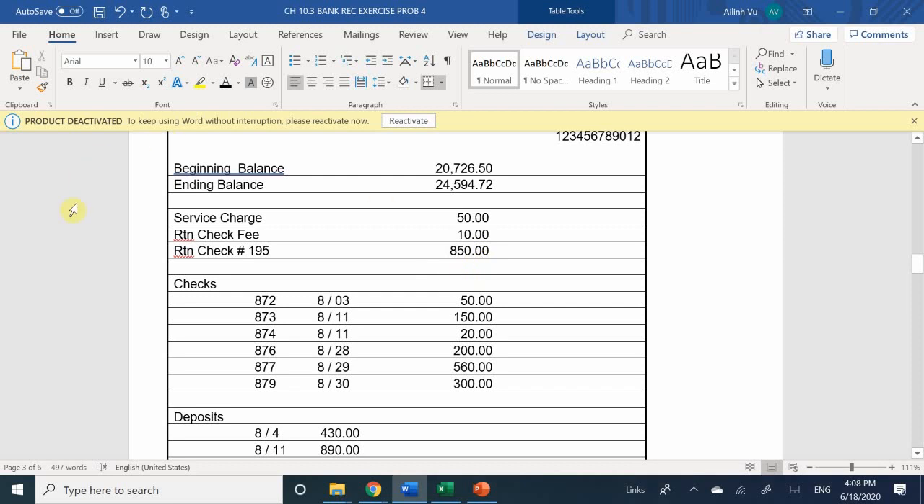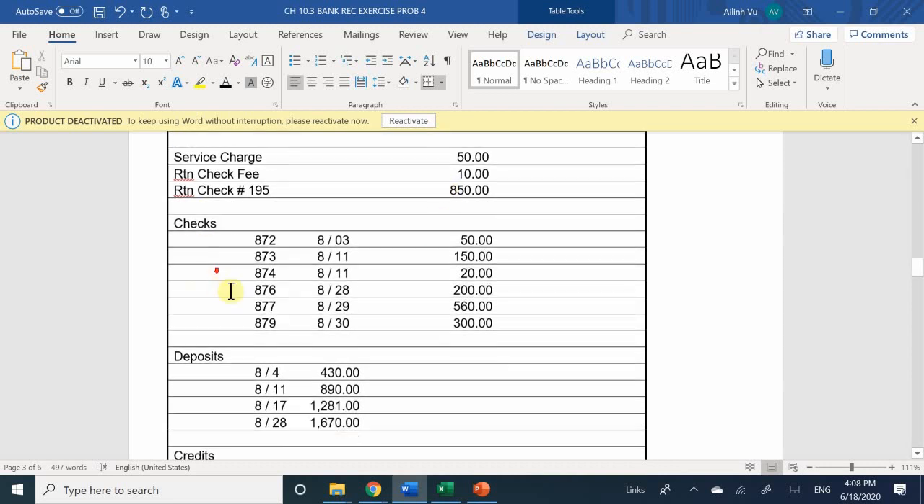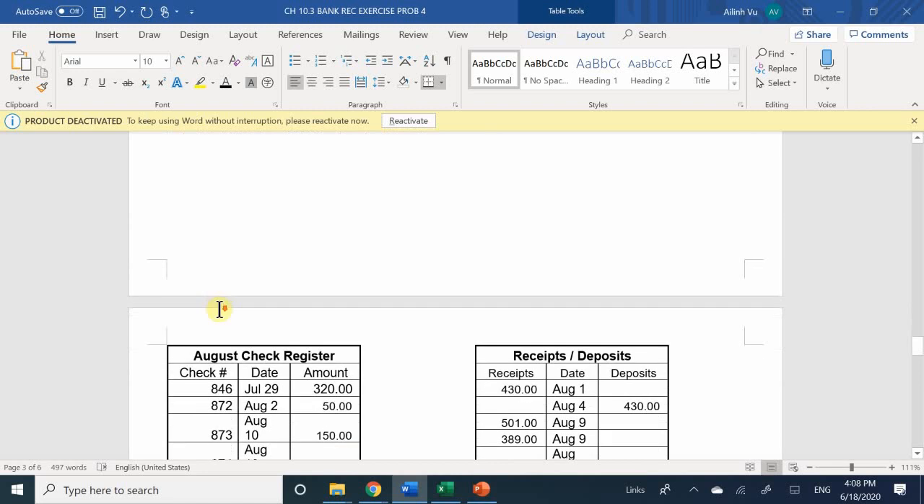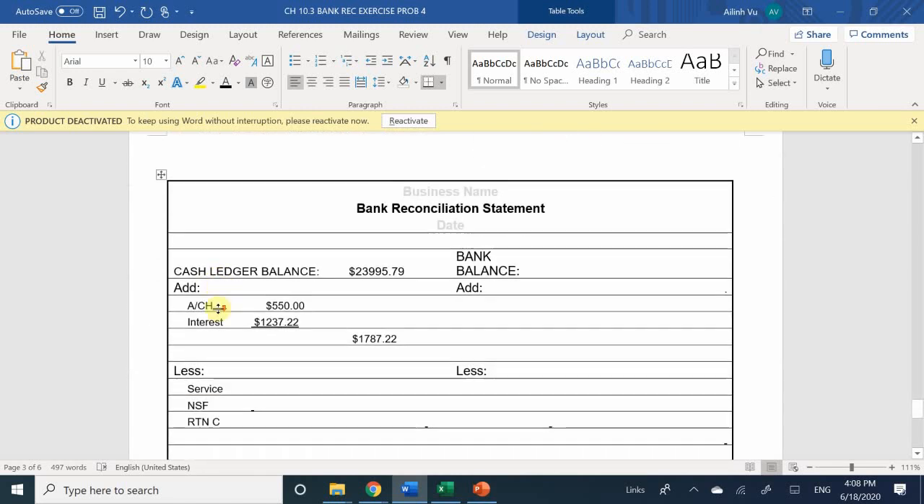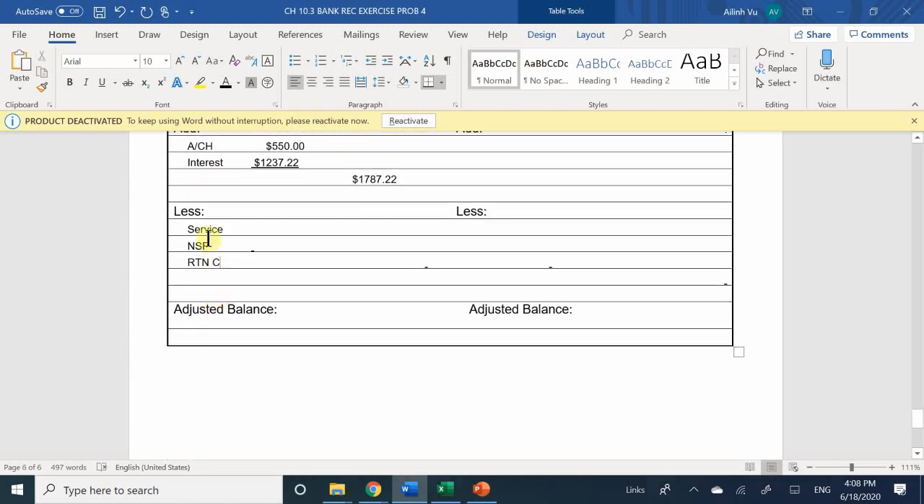Okay. So right here we indicated that this was return check number 185. So we got charged on top of that, and the bank didn't accept this $850. So let's go ahead and record that down here. We didn't have an NSF, we had a return charge.